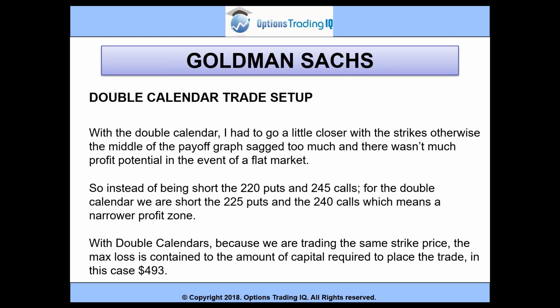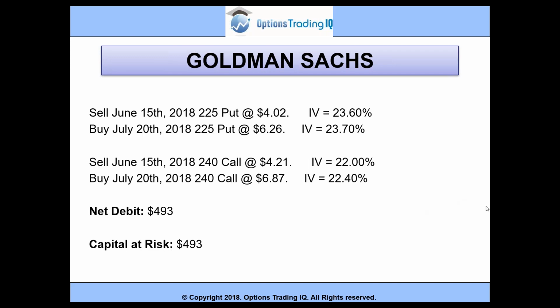With double calendars, because we're trading the same strike price, the max loss is contained to the amount of capital required to place the trade, in this case 493, so a little bit less capital at risk in this example. So you can see here, selling the June 225 puts and buying the July 225 puts. So that's our put calendar. And then on the call side, selling the June 240s, buying the July 240s. Net debit's 493, and that's the most we can lose on the trade.